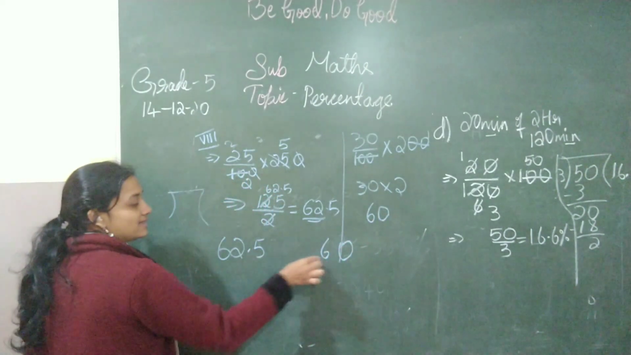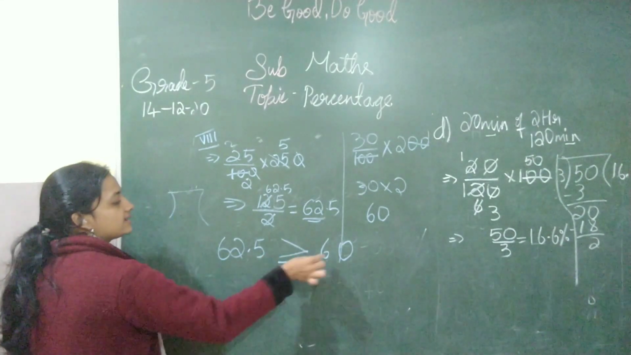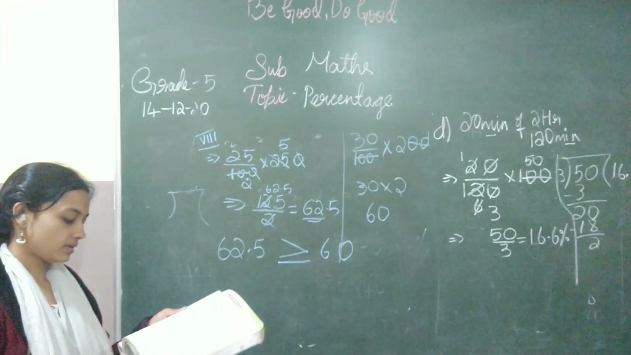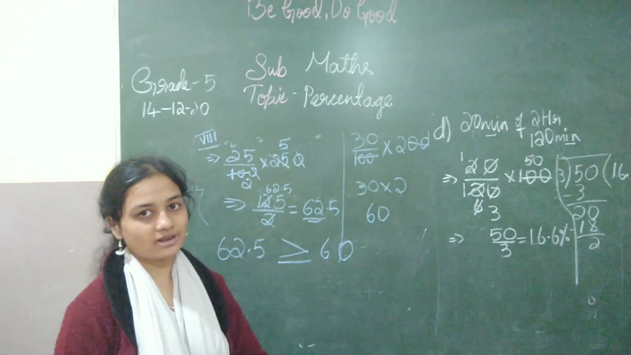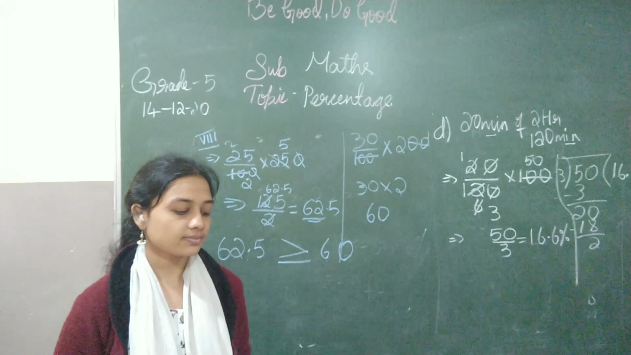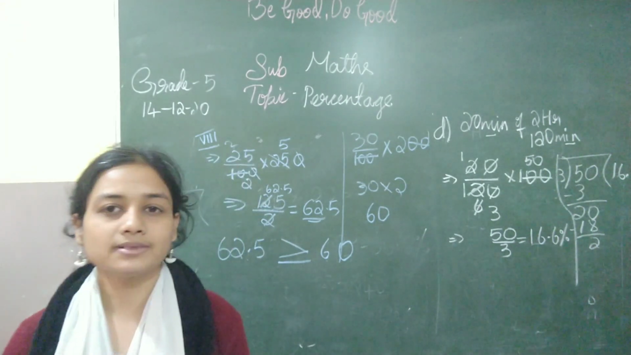So which is greater in this? Absolutely 62.5 is greater than 60. So mark the greater sign there. And one more sum is for you to practice. There are only 2 sums. One I have done for you. The other one I want you to see the answer. Now let's go for the 9th main, which is the statement problems.